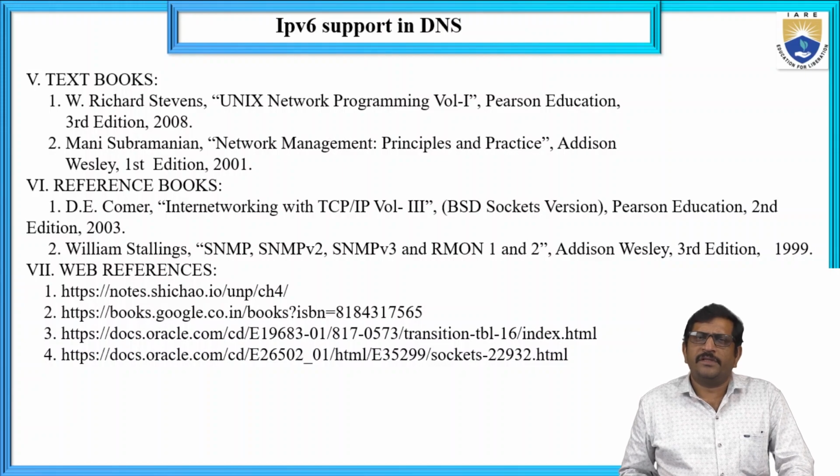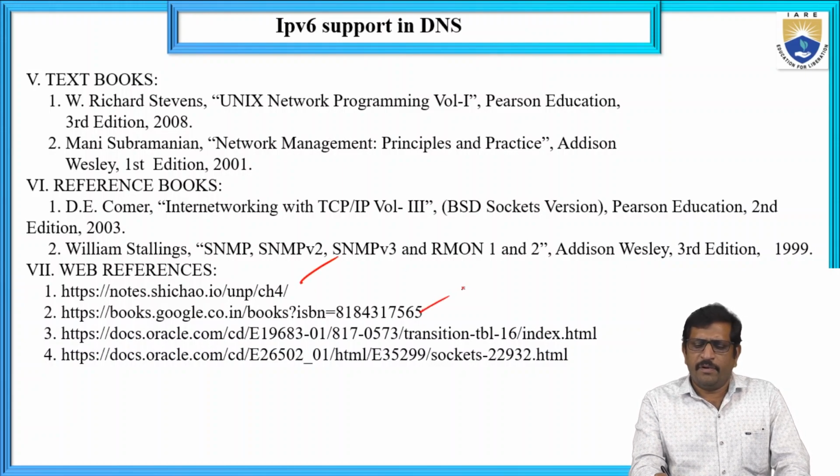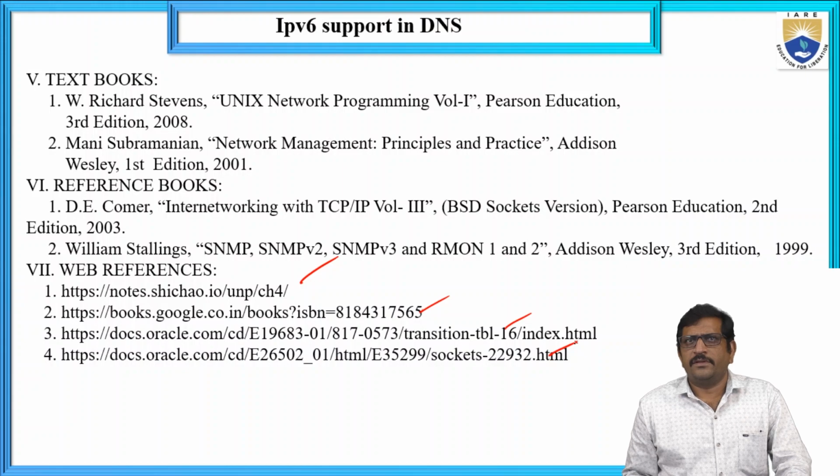Here, these are all the textbooks: Unix Network Programming, Network Management: Principles and Practice, and Internetworking with TCP/IP. These are reference books. William Stallings, SNMP version 2, version 3, RMON 1 and 2, Addison-Wesley 3rd edition. So these are the other reference books, and the remaining ones are the web references.